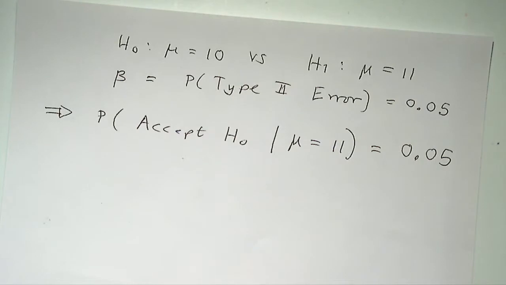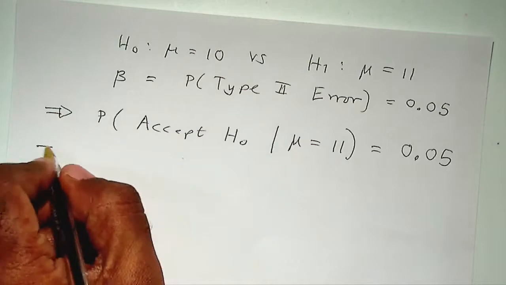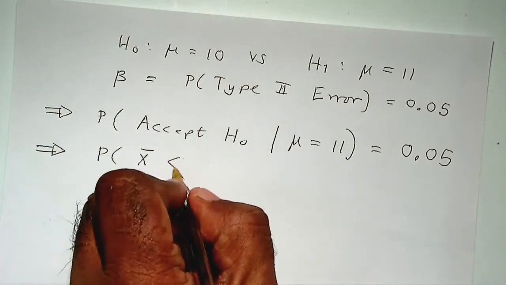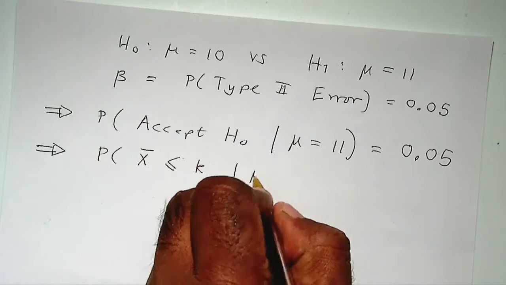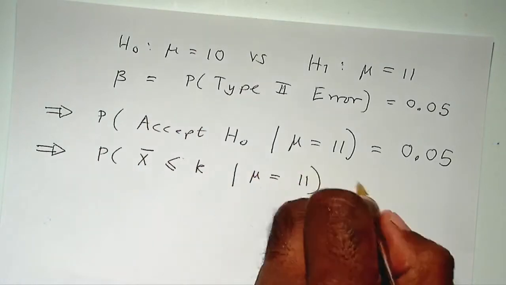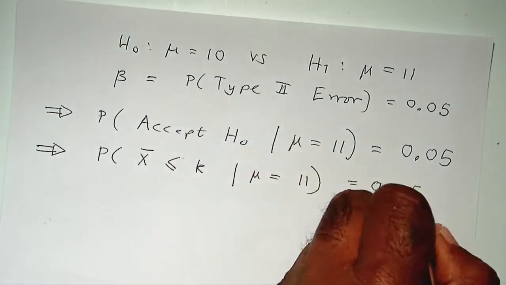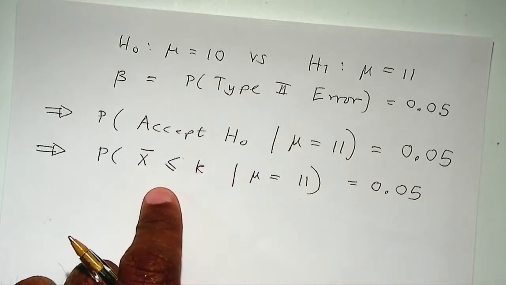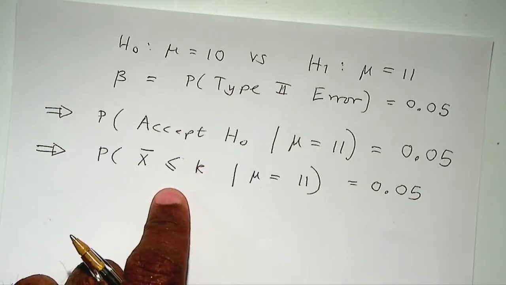Now, if you look at the question here, guys, you will see that we reject the null hypothesis if x bar is greater than k. So we will accept the null hypothesis if x bar is less than or equal to k. Yeah?